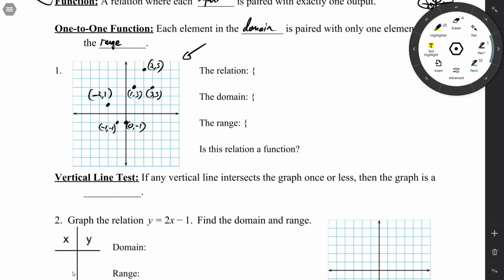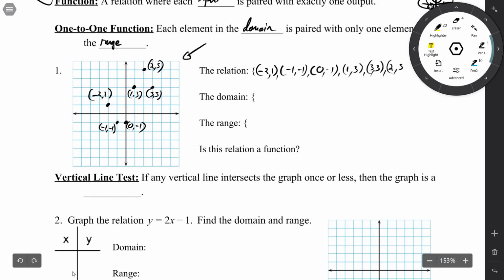First off, though, the relation is really exactly what we wrote in, so we just need to copy these. So negative 2, 1. We've got negative 1, negative 1. Let's see, 0, negative 1. 1, 3, and 3, 3. And then we've also got 2, 5.